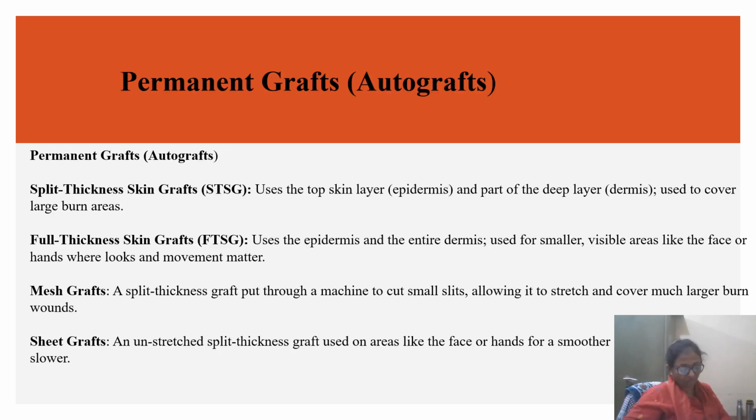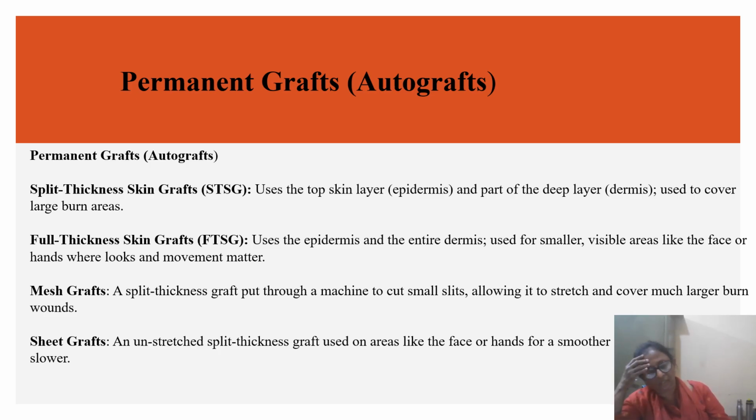So homograft or allograft is skin from another person. Xenograft or heterograft is skin from another species. Pig skin is most common. Then skin substitutes are also there. Then on the basis of the depth of the graft, we can see full thickness, permanent graft, split thickness graft, full thickness skin graft, mesh and sheet grafts.